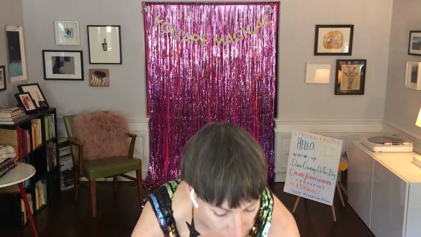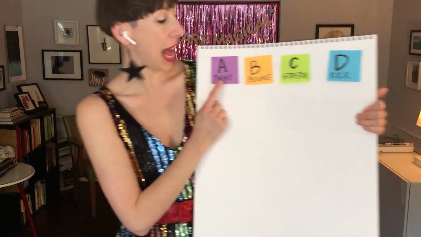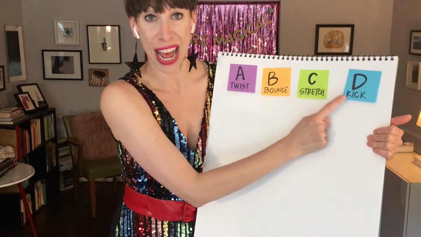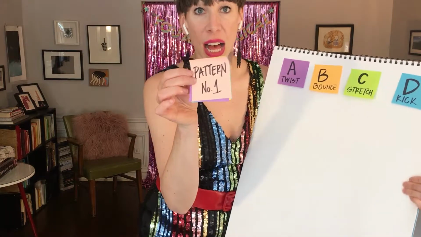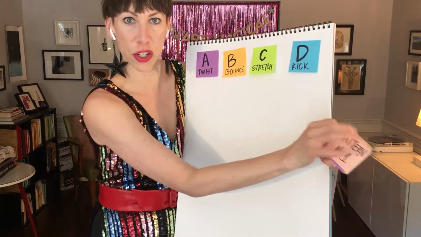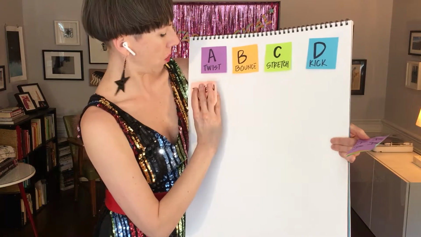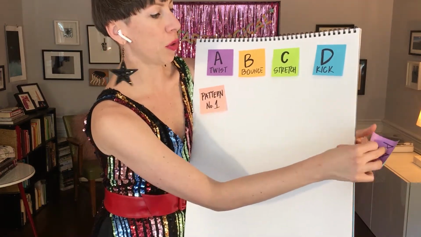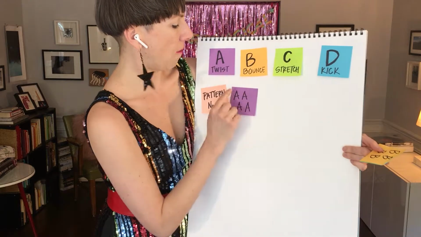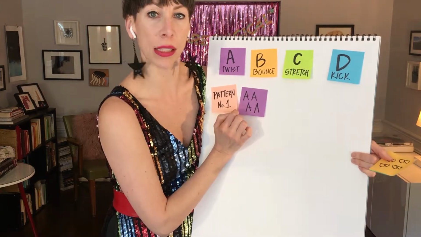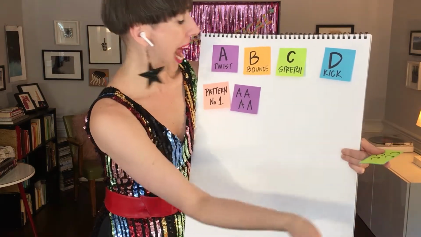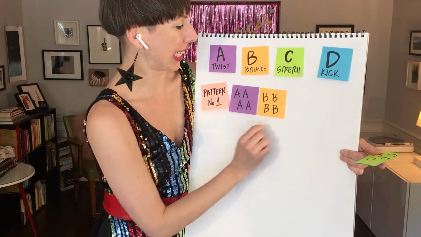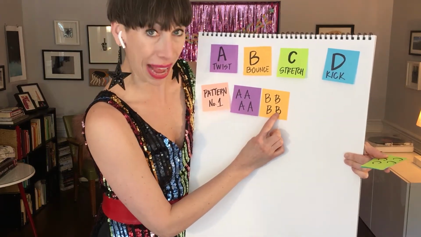Let's see what pattern number one is. We have our twist, bounce, stretch, and kick. Pattern one. Ta-da! Ooh, pattern one. What do you have in store for us? Pattern one says you're gonna do four A's, which is four twists. So we'll twist, twist, twist, twist. This is a tongue twister. And then we'll do four B's. Then we'll bounce, bounce, bounce, bounce.